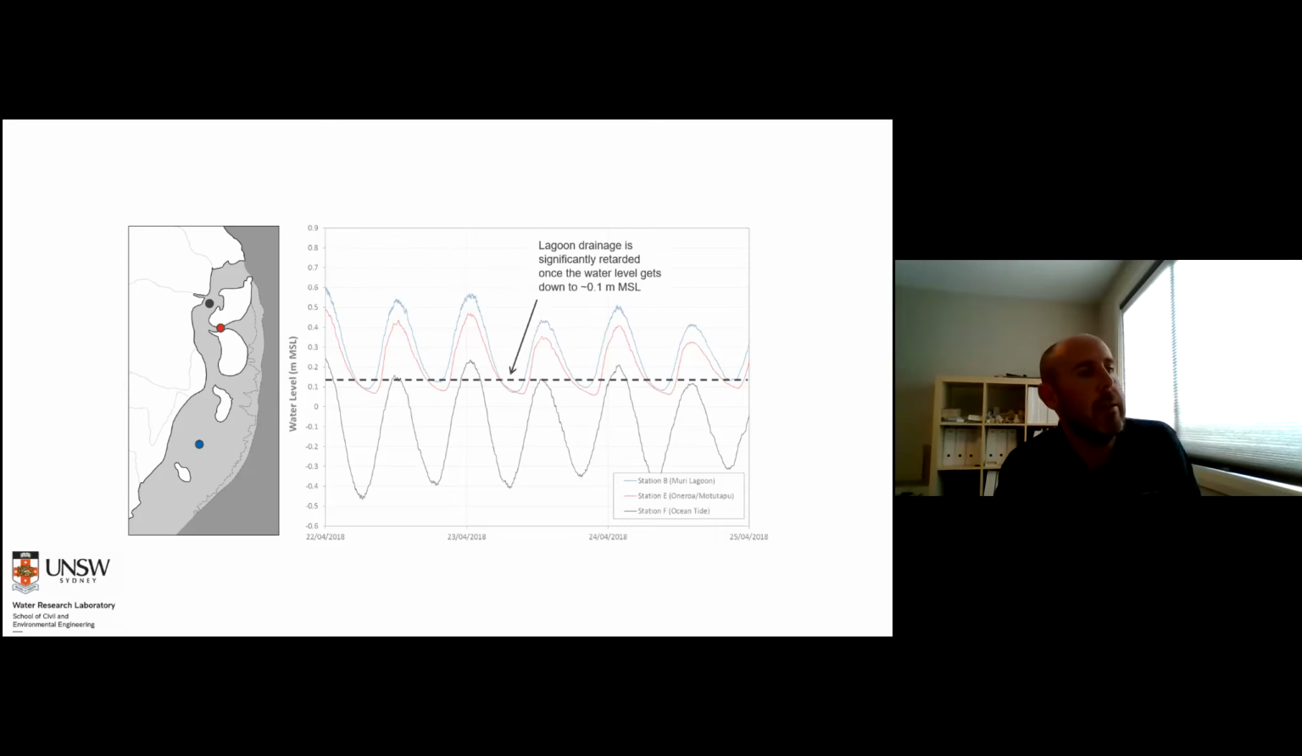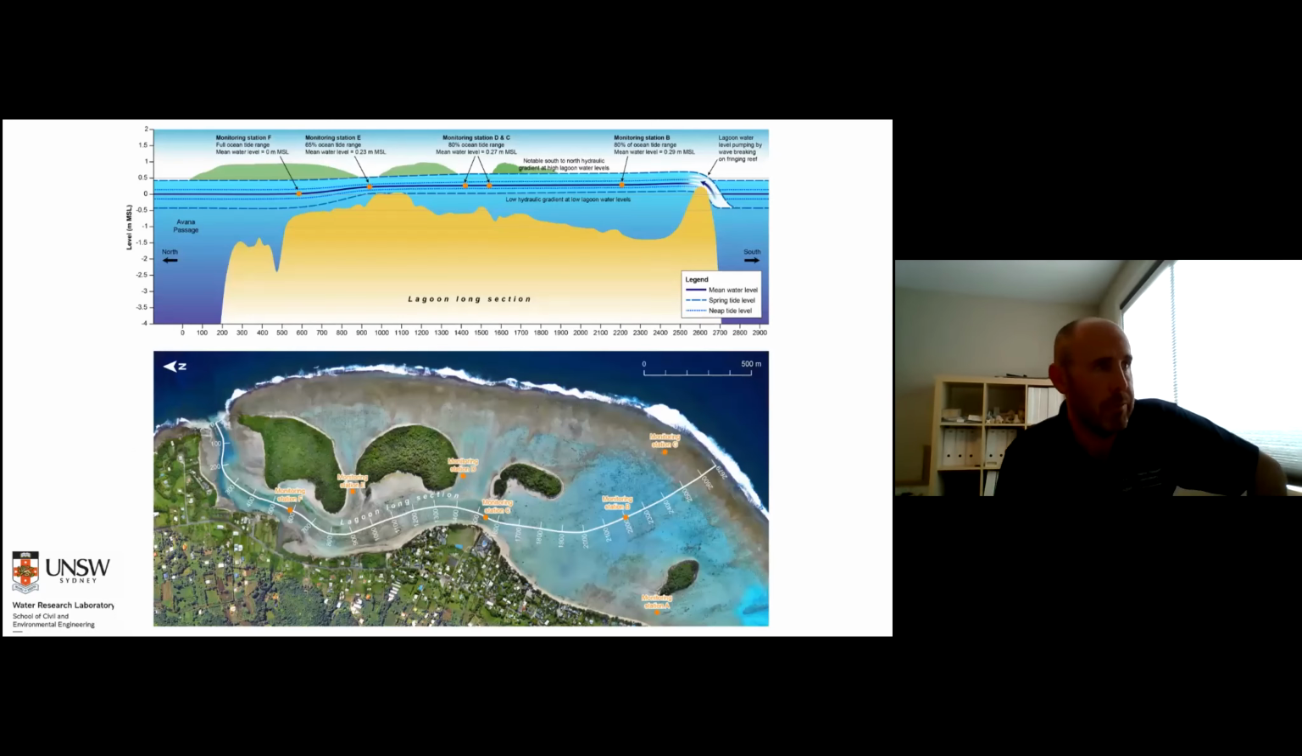Let's skip through that. The other feature that we noticed was that the drainage of the lagoon, or the dropping of the tide in the lagoon, was significantly retarded once it got to a level of about 0.1 meters mean sea level. You can see that the curve starts to flatten off there. So all these little nuances are quite significant in understanding the hydrodynamics.